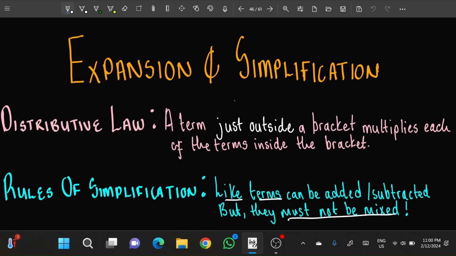Okay, we're back. Remember, we are going through expansion. And in simple terms, expansion just means removing brackets. So first thing we're going to do right now is remind you again of the distributive law, which we use to remove brackets or to expand. It says that a term just outside the bracket is going to multiply every term inside the bracket. This is what you do when you expand or when you remove brackets.